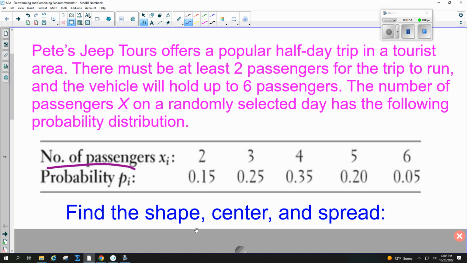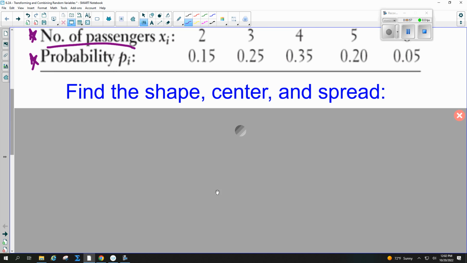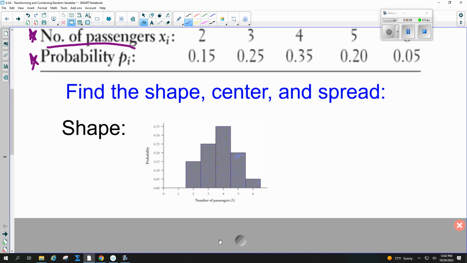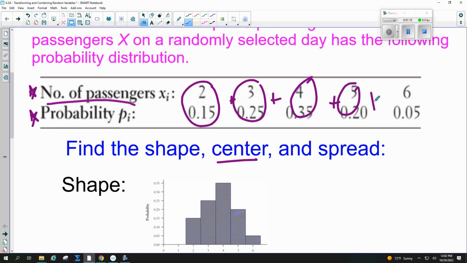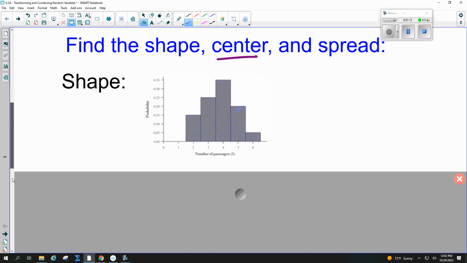So you guys, to find the shape, you just need to make a graph with this on your x-axis and this on your y-axis. All right, so here we have our shape, which is roughly symmetric. Okay, to find the center, you want to calculate the mean, which you guys already know how to do. We do this times this, plus this times this, plus this times this, plus this times this, plus this times this. All right, and you would write that out.